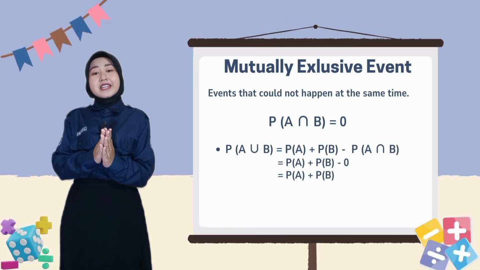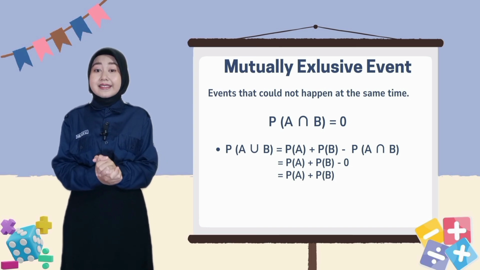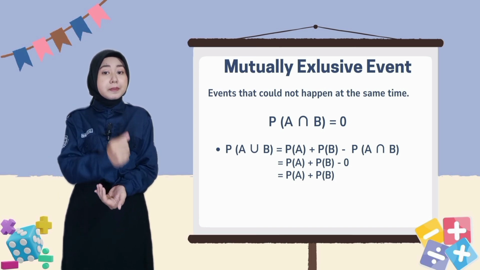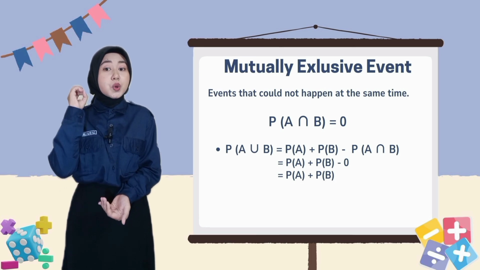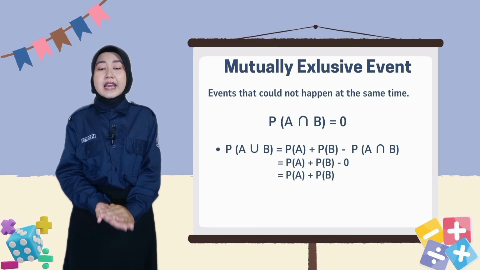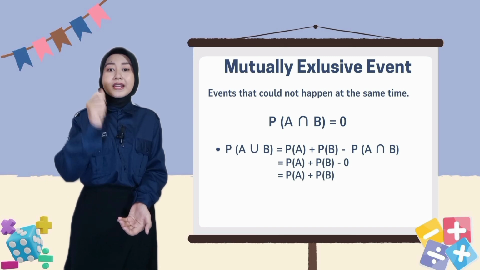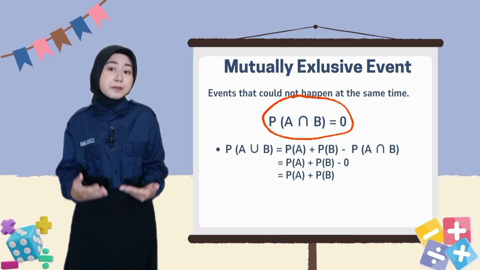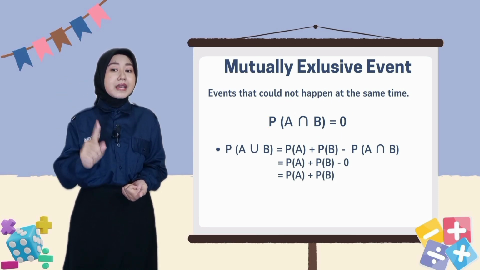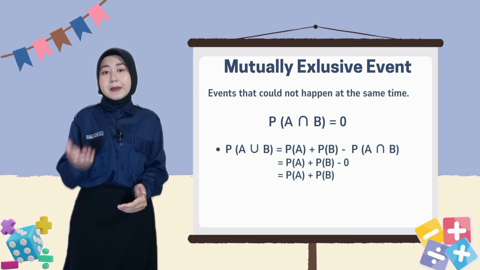For the next, we study the mutually exclusive event. These are events that cannot happen at the same time, so the probability of A and B is equal to 0. So the formula for a mutually exclusive event is the probability of A union B is equal to PA plus PB minus P(A and B). We have the probability of A and B equal to 0, so we can write PA plus PB minus 0. So the probability of A union B is equal to PA plus PB.